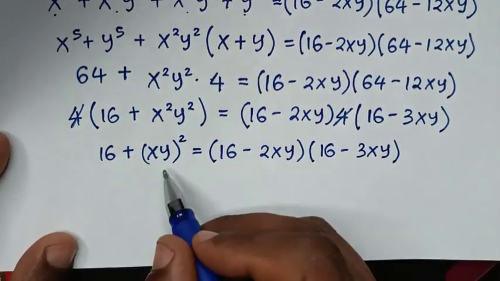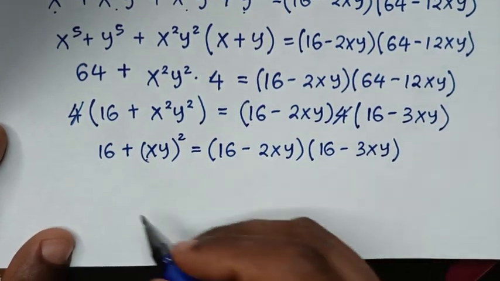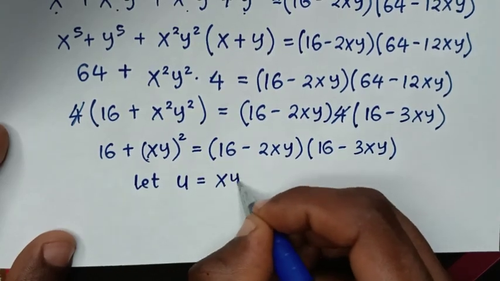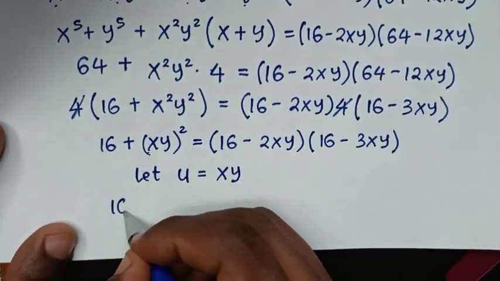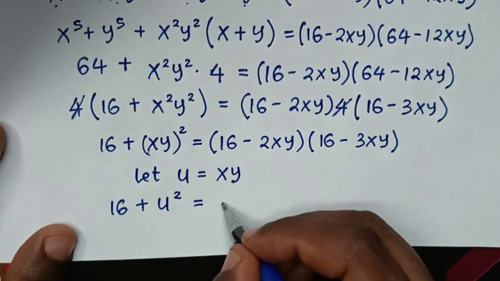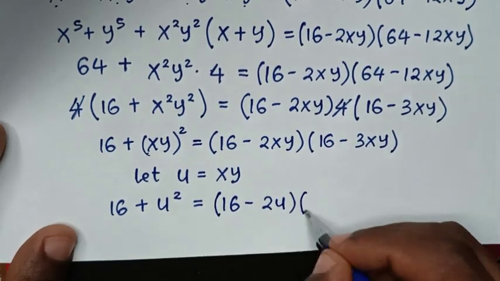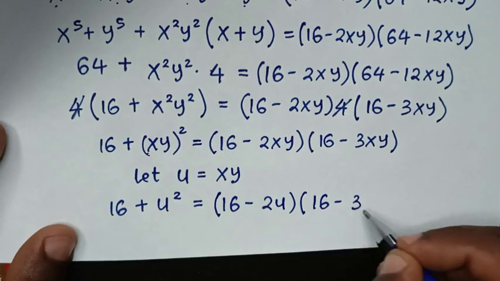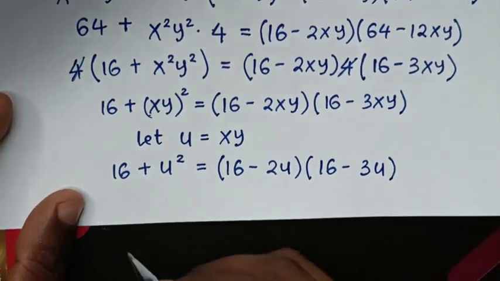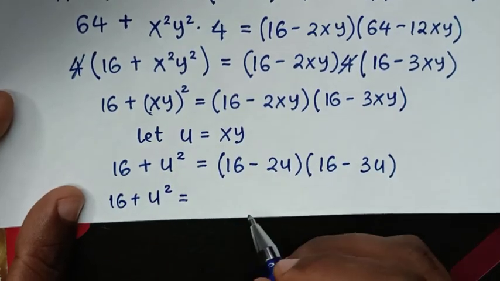Then in the next step, from this equation here, we can see xy is common, so let's say u is equal to xy, so it will be 16 plus u square is equal to 16 minus 2u bracket, 16 minus 3u bracket.